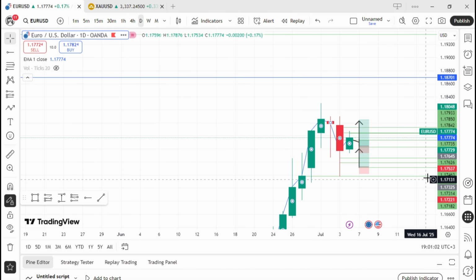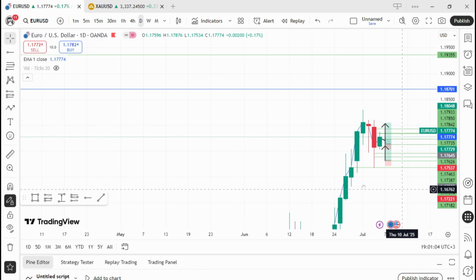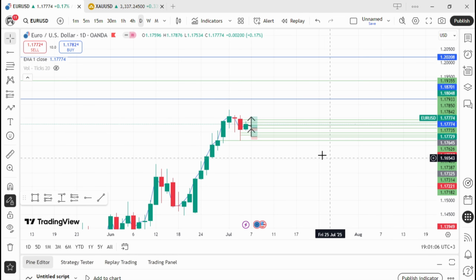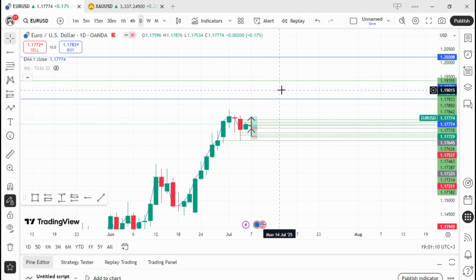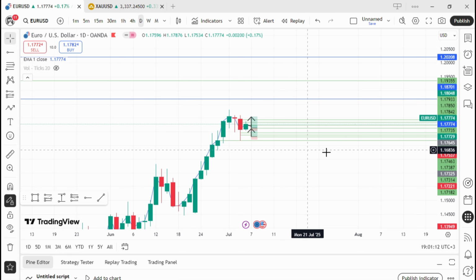But for now, I believe the weekly bias on Euro USD is bullish until maybe we get to these key levels, and watch what the market does. So look for those buys and make use of them.